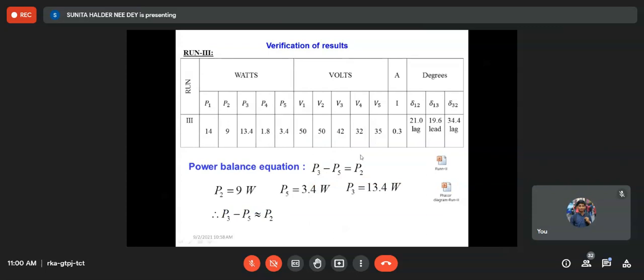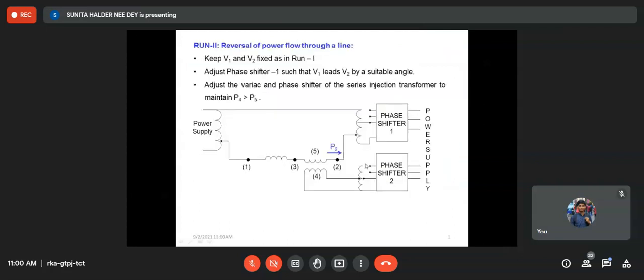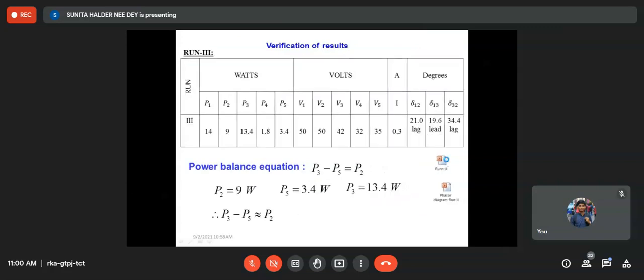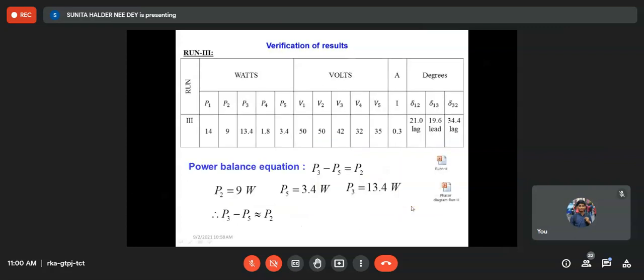Because delta 1 3 lag means P2 should receive the power. So P2 should receive the power. Delta 1 to lag is showing that it is in this direction, but delta 1 3 lag. So P3 will inject the power. Some power will be outgoing. So P2 should receive, but that will not be observable from our setup. We shall see as per justification direction in this. But if you calculate the power, you will show only the magnitude, and you will get this equation to be verified. So in the same way, you justify your result.